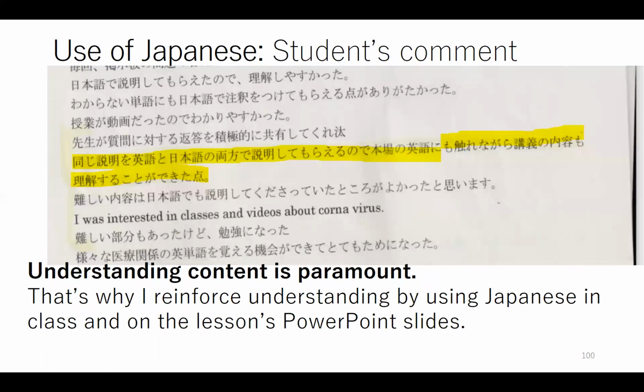So just looking at a student's comment. You get a few students saying, why do you use so much Japanese in class? Very few. Most say they are happy that I'm explaining in both English and Japanese, so they can understand the content. You're doing the content both in English and Japanese, so they come away with understanding. I get many comments saying they're grateful for English and Japanese. For me, understanding content is paramount, so I reinforce understanding by using Japanese in class and also on my PowerPoint slides.